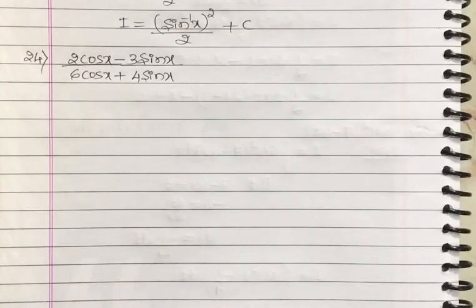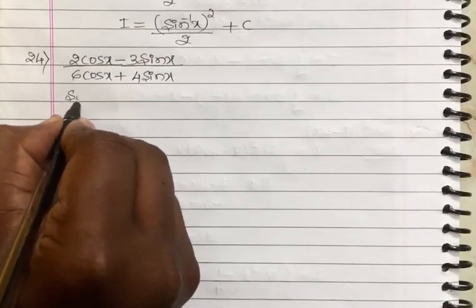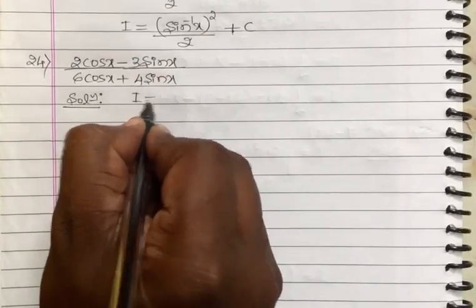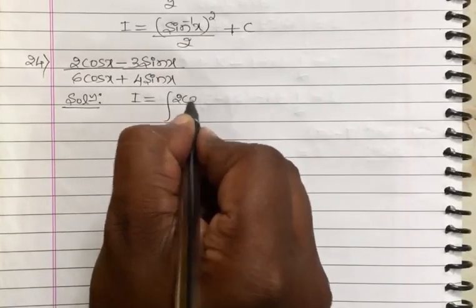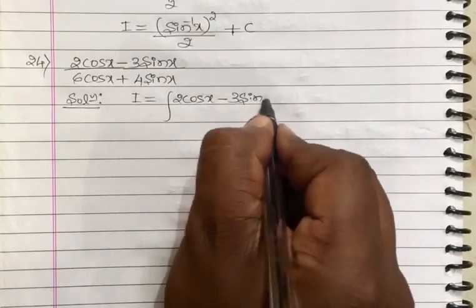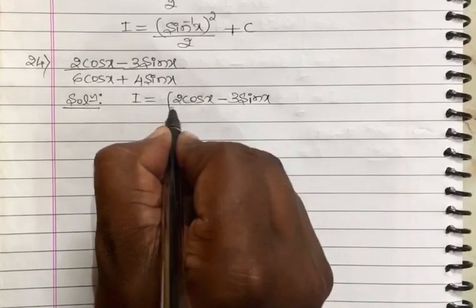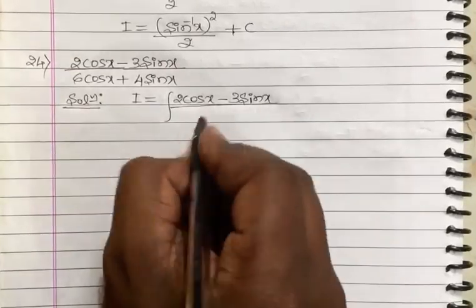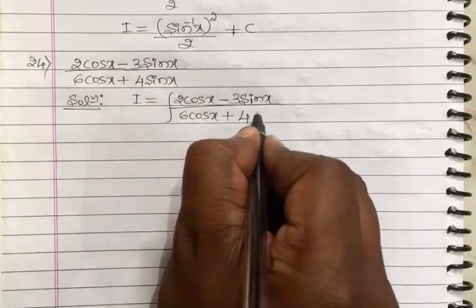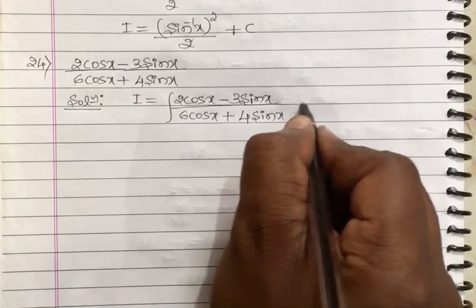So the 24th question is the integral of (2 cos x minus 3 sin x) divided by (6 cos x plus 4 sin x). We have to integrate this with respect to x. So I consider this as I, which is equal to the integral of (2 cos x minus 3 sin x) divided by (6 cos x plus 4 sin x) dx.